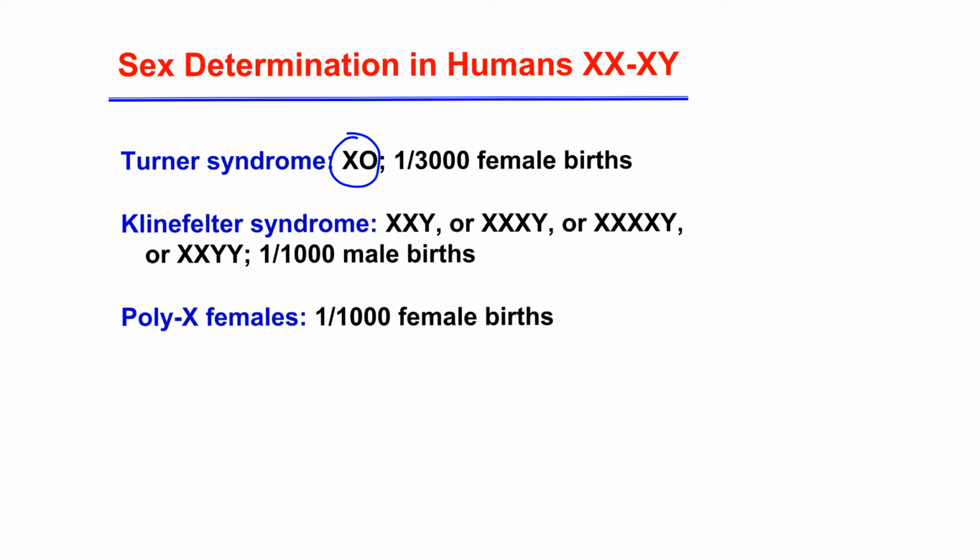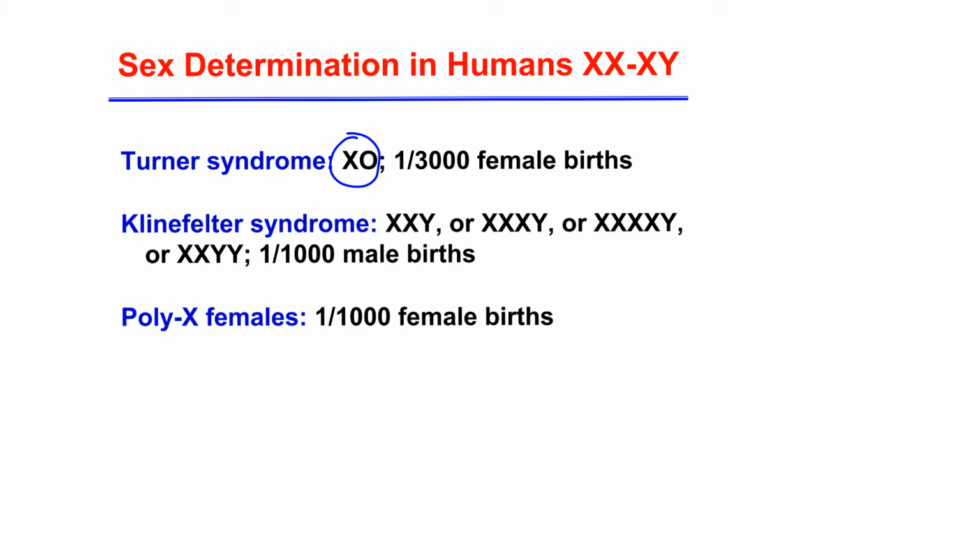Keep in mind now, can we have OO individuals or OY? No, we cannot. The X chromosome carries genes important for embryonal development, so an embryo which does not carry any X chromosome would abort, would not develop.